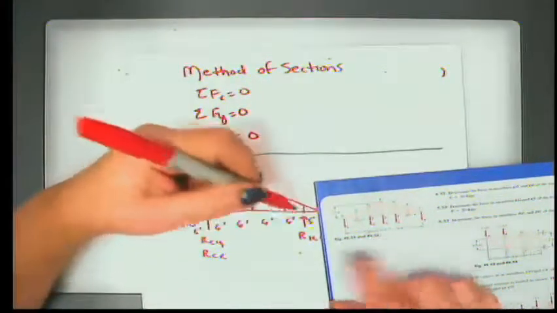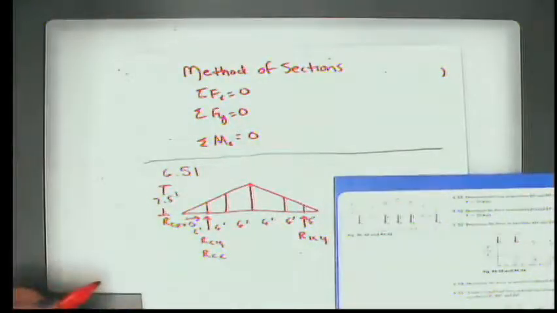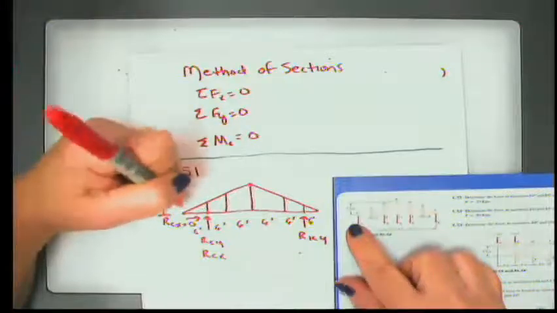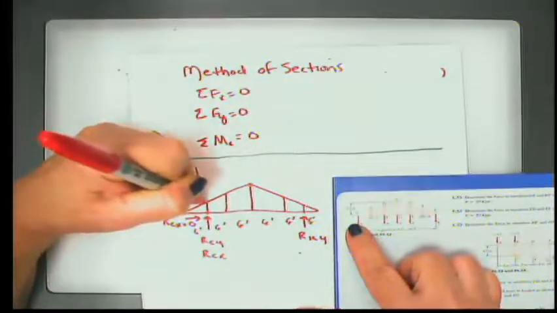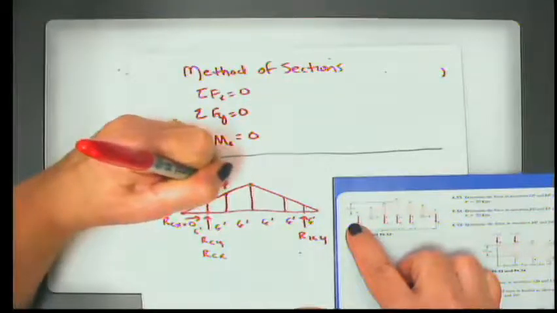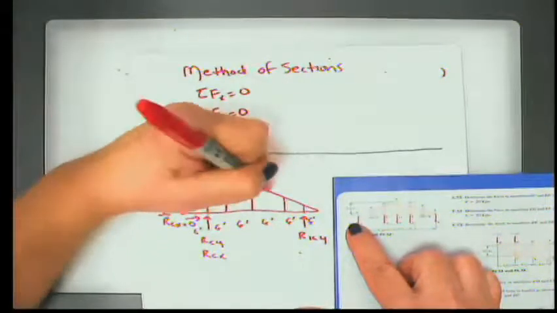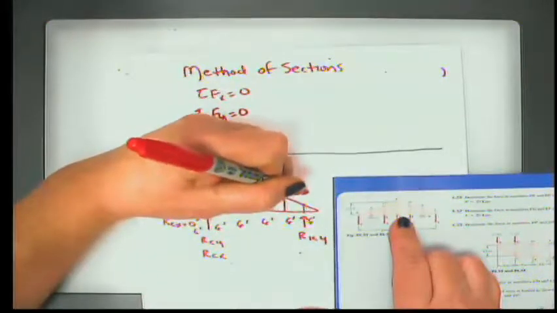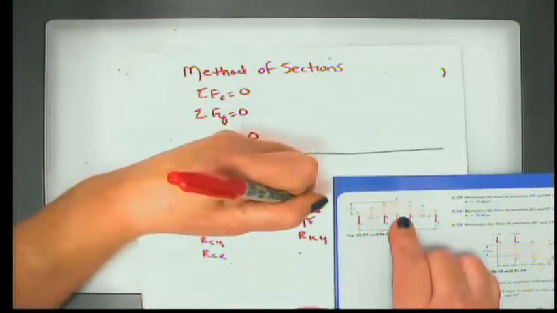Okay, so there's 6 of them. The whole thing is 36 feet. And the next thing is we need to label all of our points and finish drawing the truss. So we have A, B, D, and F going up. And then we have H, J, and L going down.